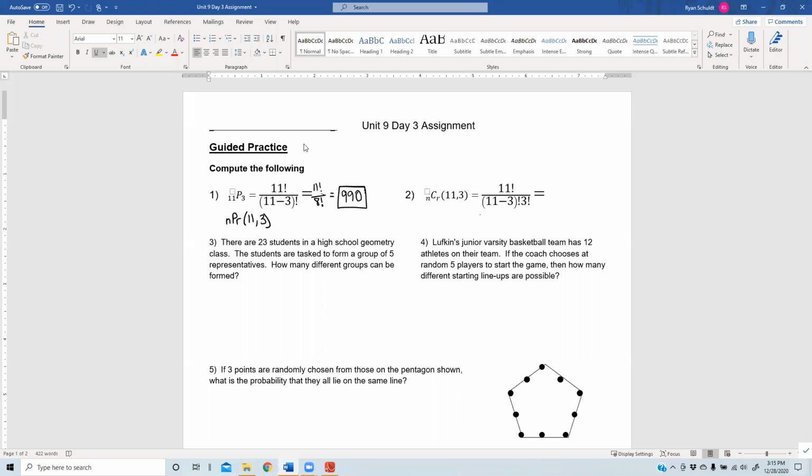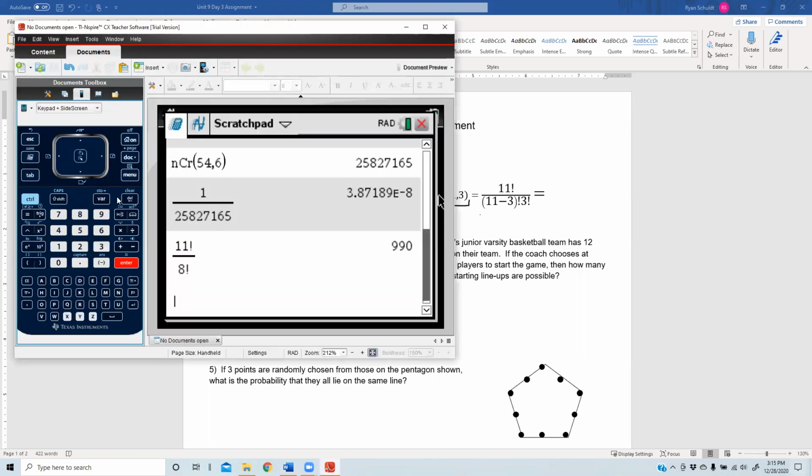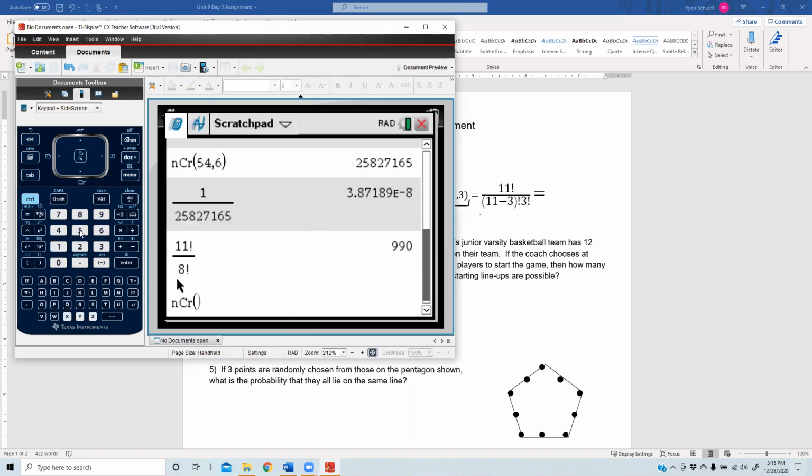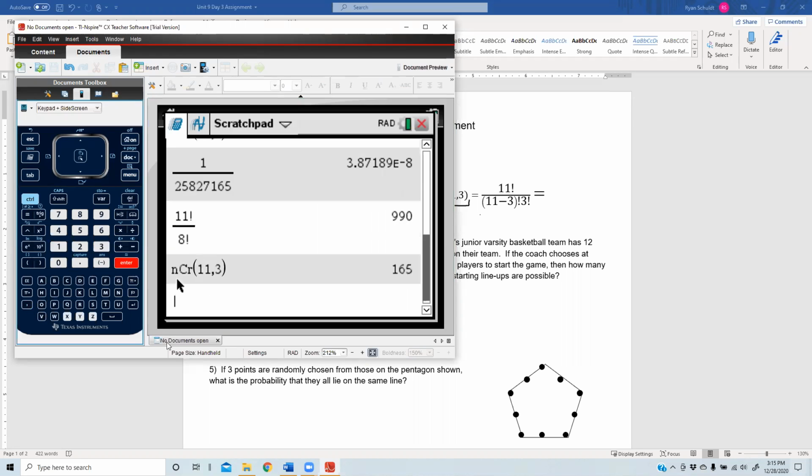Okay, number 2. We could do the combination here. NCR, there it is. So we could just type this first piece right here straight into the calculator and easily get your answer. So let's do it. Menu, probability, combination. We'll need to do 11, put a comma in there, then a 3, and get the answer of 165.